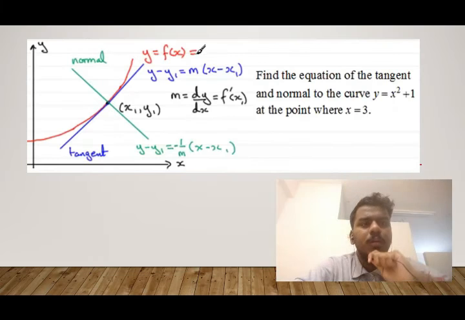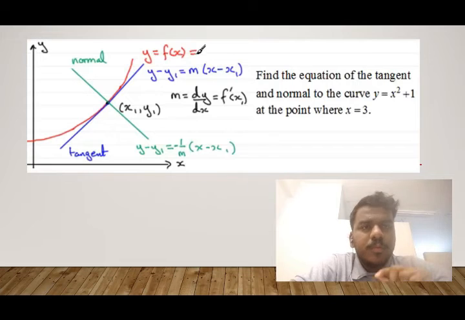Thank you. Okay. Question 2. Find the equation of the tangent and normal to the curve y equal x square plus 1 at the point where x equal 3.